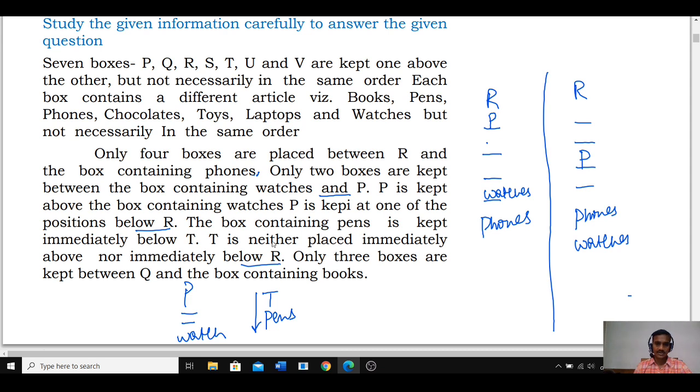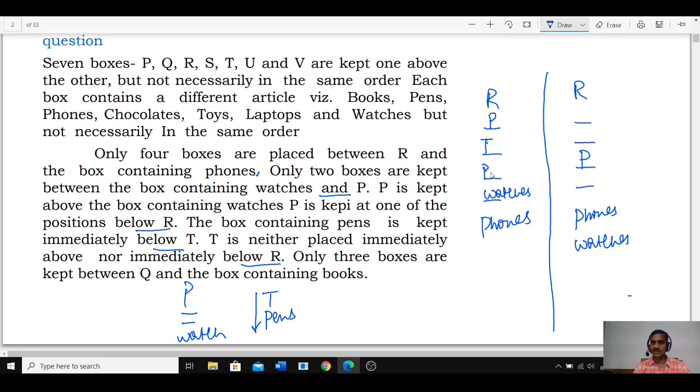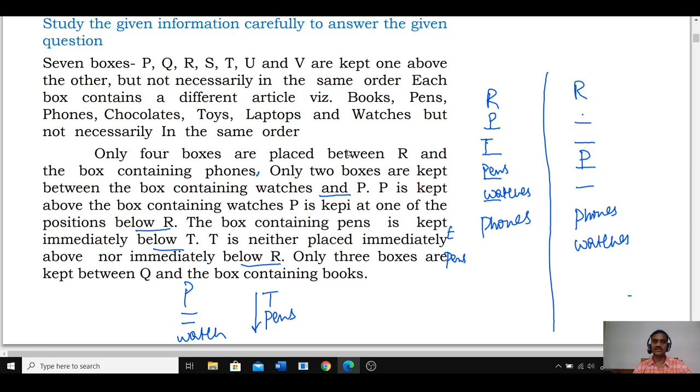Boxes or books. Now T, the box containing pens is kept immediately below T. What should come immediately below T? Pens. So if T is here, pens will be here. That is one of the possibilities. If T is here, then pens will be here. That is one possibility. Then 6 is done. No, in the last there is also a chance of T here and pens here. That is the second possibility. If T is here, pens must come here; if T is here, pens here; there is no chance of T being here. And T is here, pens; T is here, pens.